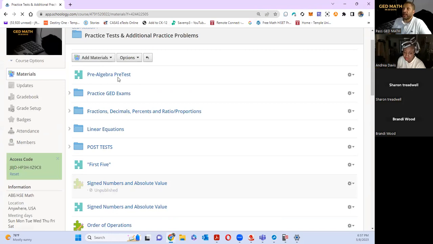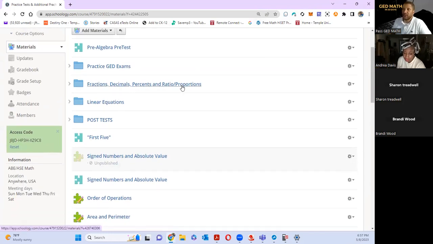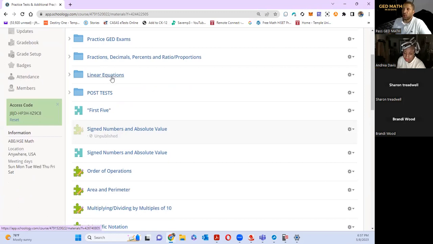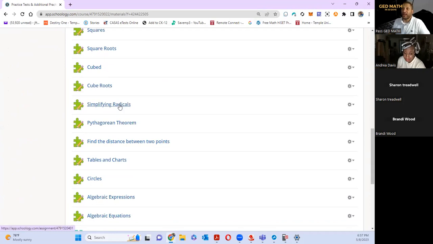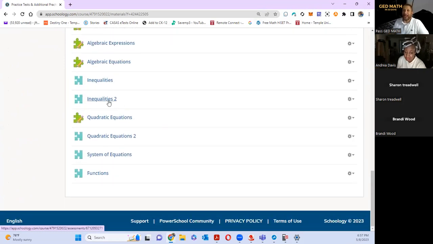If you notice, I got pre-GED, practice GED, fraction, decimal, percent, ratio, proportions, linear equations, first five. Anything you need to practice on, I got right here. But look what I just added. I added another inequalities, I added another quadratic equation, and look at the bottom, functions. I'm gonna do the functions.